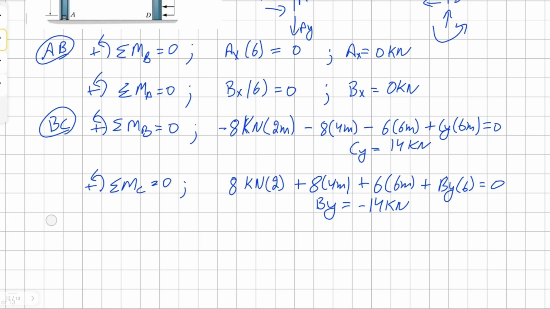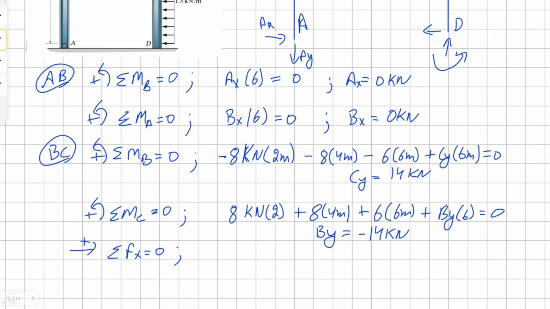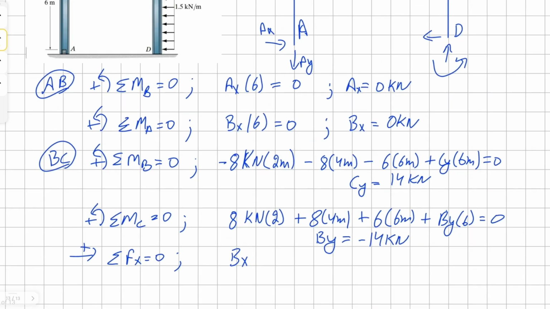Now for member BC, we're going to calculate our forces in the x direction. We have Bx, but we already know that our Bx is equal to 0, and then we have our Cx, which is in the opposite direction, and it also equals 0. Solving this, we know Cx will be 0 kilonewtons as well.